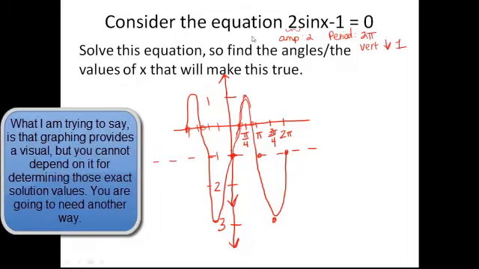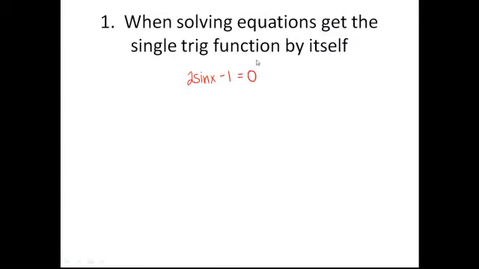So you could, of course, graph this and figure out, all right, where does it cross my y equals 0 line? So when does this whole function equal 0? They would be at those points, but we can also do this algebraically. So when solving equations, what I want is to get this sine of x, this single trig function, by itself. So you're going to be doing the order of operations backwards, so SADMEP, and asking yourself, is there any subtraction or addition not inside of parentheses? So yes, there is. I'm going to undo that.